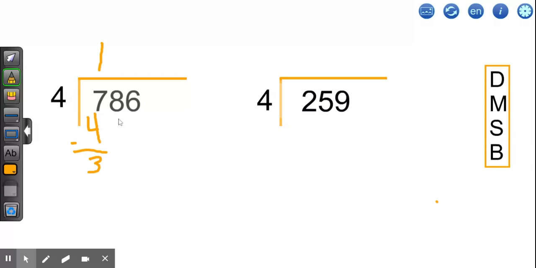Next step is bring down. Bring down the next number, the next digit. Make sure you do this really neatly because if you kind of go all wonky, then you might end up with the wrong answer. So we bring down that 8. Beautiful 8. And now we have how many times does 4 go into 38?